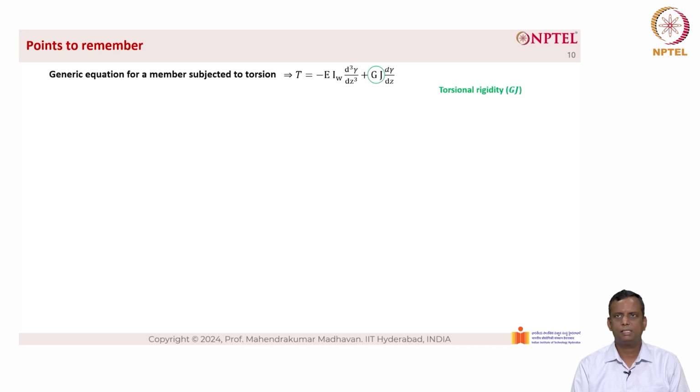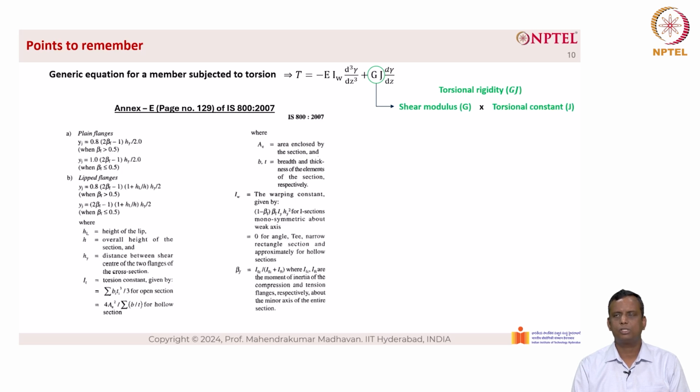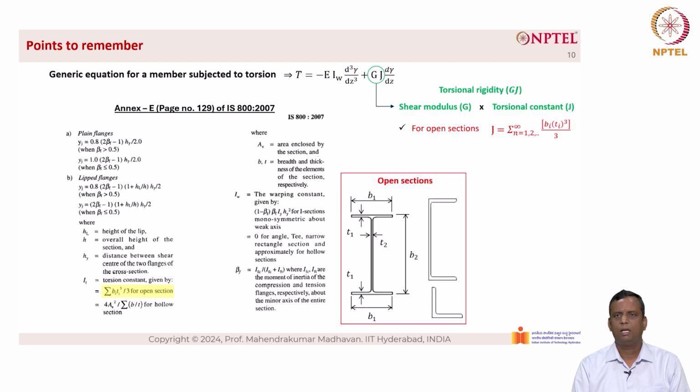So let's look at GJ. The GJ is also known as torsional rigidity, which is nothing but the shear modulus times the torsional constant J. Annexure E on page 129 of IS 800:2007 gives you the J value for open cross sections, which is J equal to sigma n equal to 1 to infinity of Bi into Ti the whole cube by 3. And open sections are defined as I sections, channel sections and angle sections.